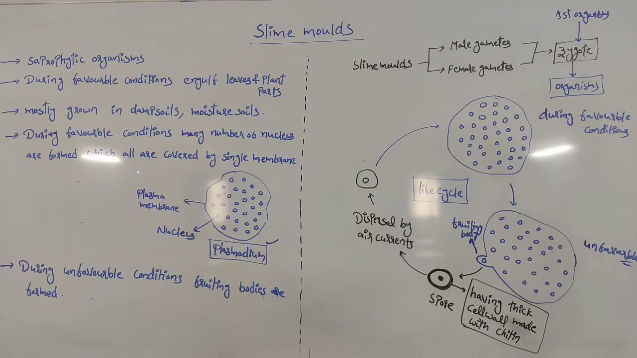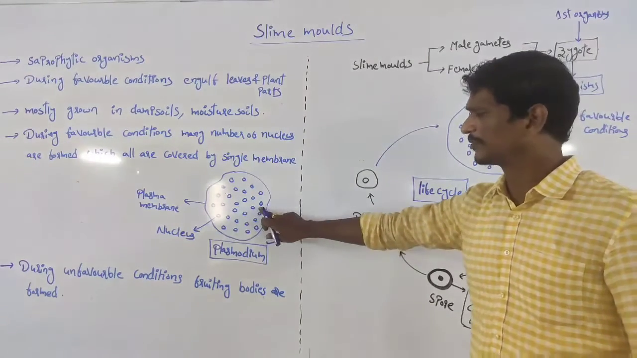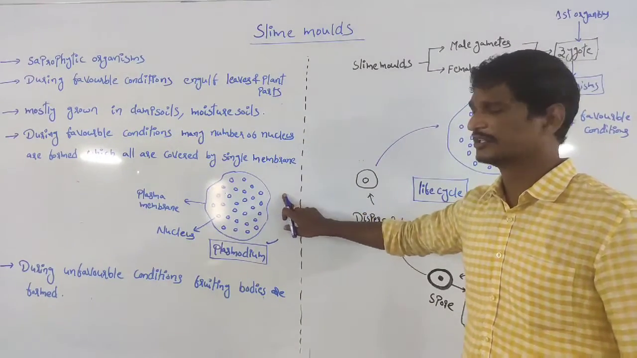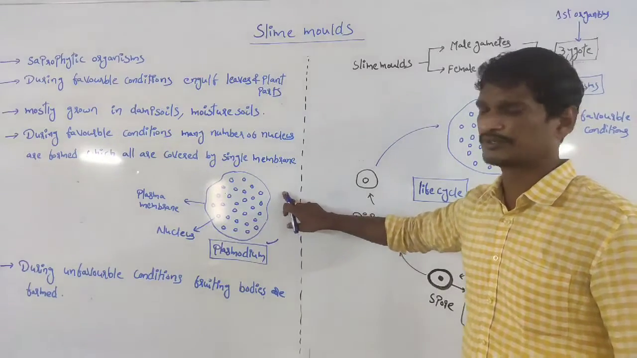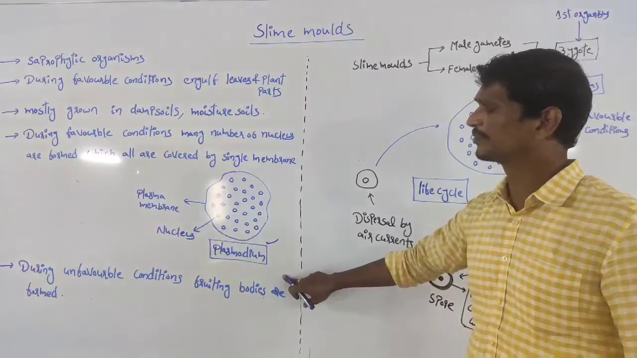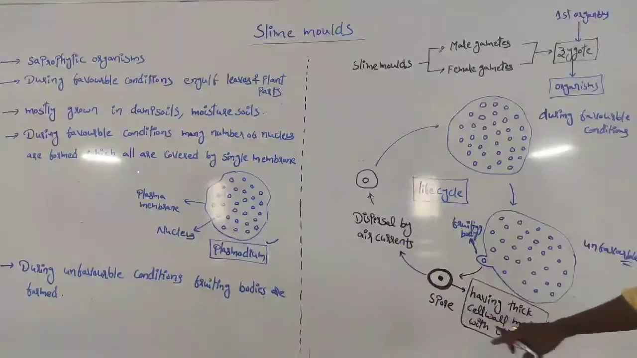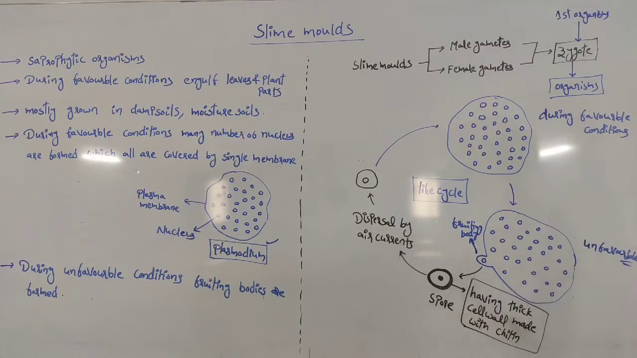Remember, in the slime molds the main points are here. Plasmodium: many nuclei are covered by a single membrane. This structure can spread up to several feet. This one is formed during favorable conditions, right? During unfavorable conditions, fruiting bodies are produced, right? And next, remember the spores are covered by a thick cell wall. The cell wall is made up of chitin. That is about the slime molds.